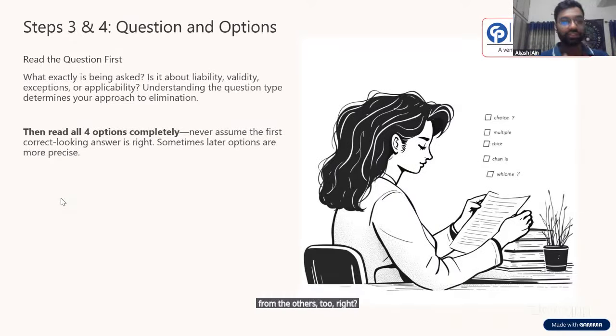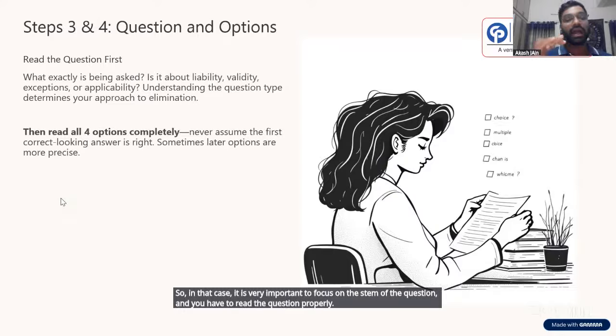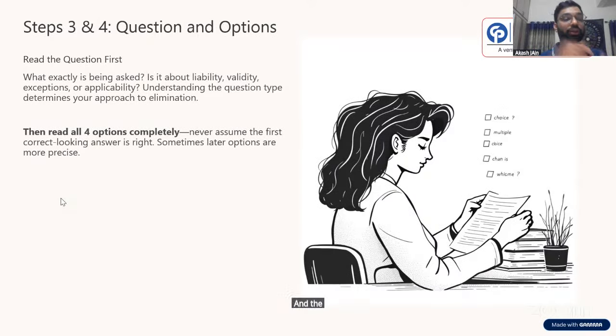What is the stance of the author regarding a particular legal principle discussed in the passage? So in that case, it is very important to focus on the stem of the question, and you have to read the question properly. And the next step is you read all the options.